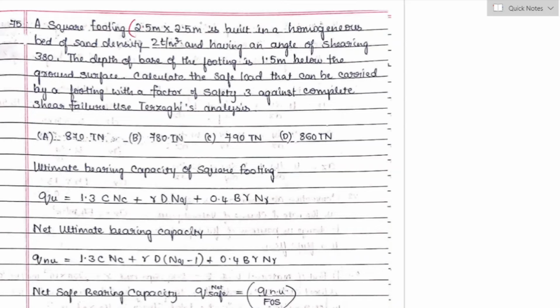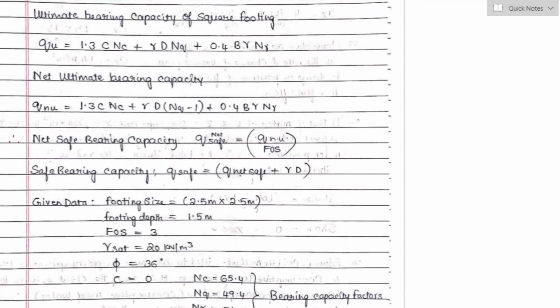Question number 75. A square footing of size 2.5 meter by 2.5 meter is built in a homogeneous bed of sand density 2 ton per meter cube and having an angle of shearing resistance 38 degree. This was expected to give as 38 degree, but there is a printing mistake. The depth of a base of footing is 1.5 meter below the ground surface. Calculate the safe load that can be carried by a footing with a factor of safety 3 against a complete shear failure using Terzaghi's analysis.